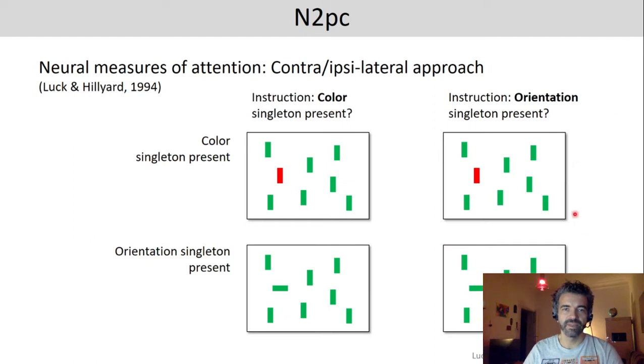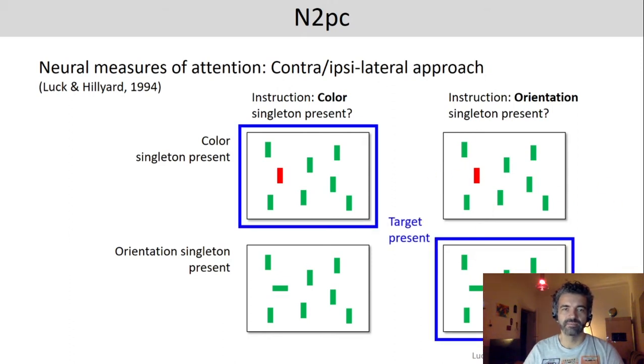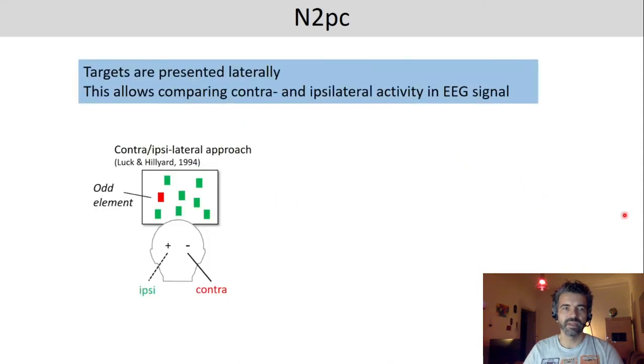In other blocks, they had to look for an orientation singleton. So a horizontal line would be the target here. And then here, this would be a target absent trial. Now, importantly, they presented the targets laterally. So this allows comparing contra and ipsilateral activity in the EEG signal, in the event-related potential or ERP of the EEG signal.